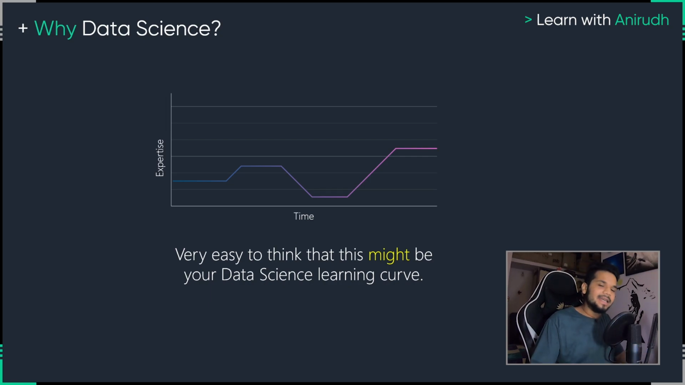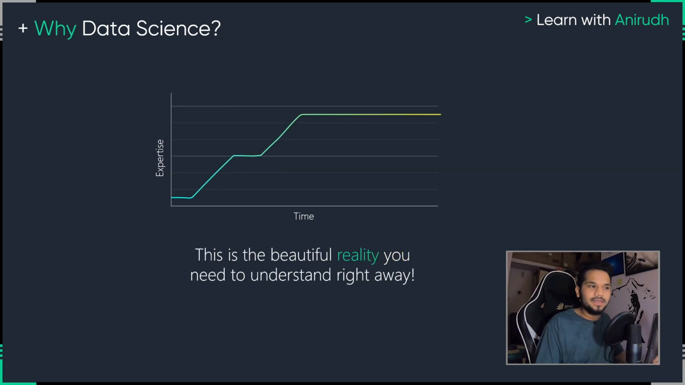Take a look at your screen. It's very easy to think that this might be the curve for your data science journey. This might be the learning curve where you have your expertise, where you start out really slow, you start learning a couple of concepts, then something gets really difficult, so your expertise and your interest with the domain can definitely go low, and then it starts going up slowly after a really long time. This is not true, because this is the graph in my opinion that you should look at.